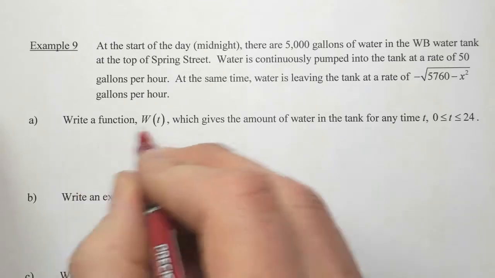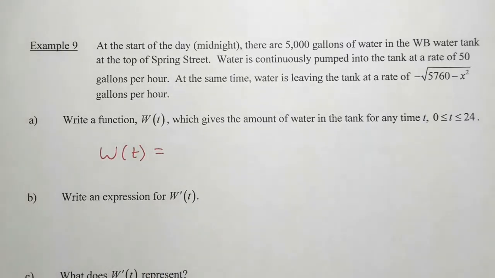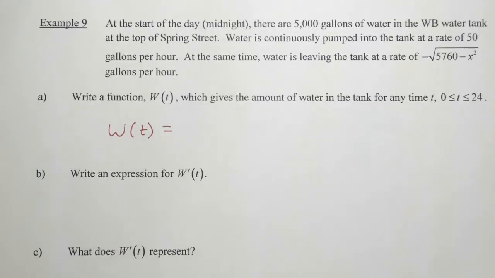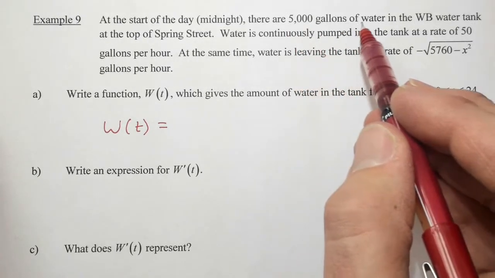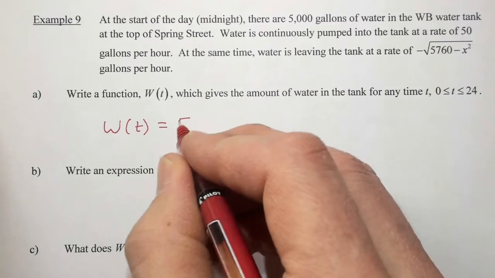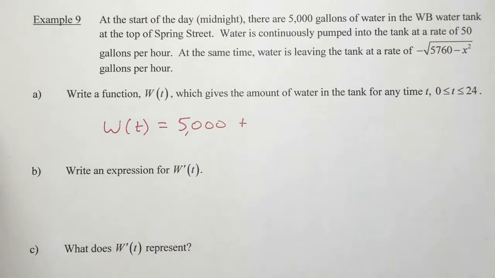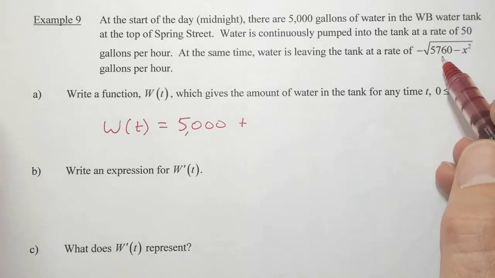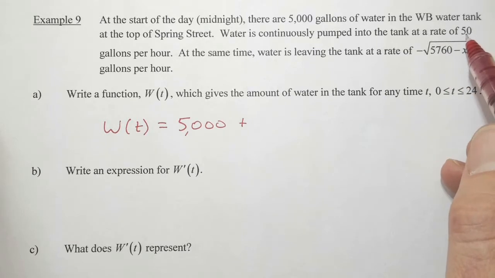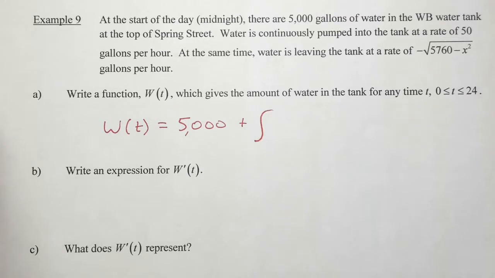All right? But we want to write a function w of t, so let's start by literally writing the w of t. Okay? And we know from our previous videos that this answer should start with the initial condition. And initially, there's 5,000 gallons of water in the tank. So we're going to start with 5,000, right? And we're going to add to that all the change. Now, keep in mind, there's two changes, the amount coming in and the amount going out, right? Because they're rates, they're changes, and therefore they have to be part of our integrand.